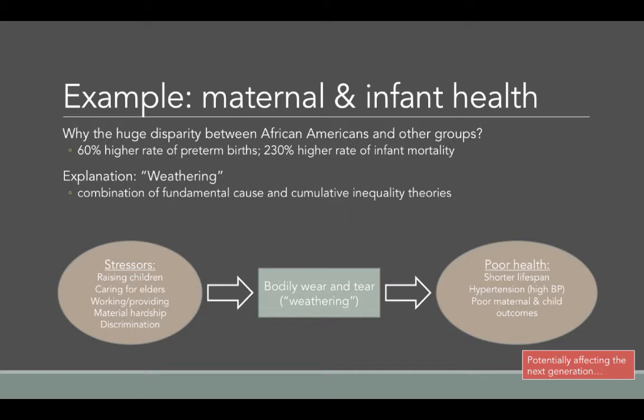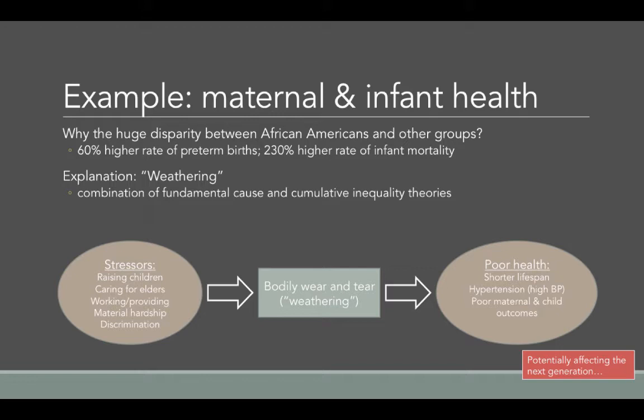It shortened their lifespan, it increased their blood pressure, and then because these women were then having children with bodies that were less healthy, it contributed to poor outcomes for them as they were giving birth. So they were more likely to pass away during birth, and also poorer outcomes for their children in terms of preterm births, low birth weight, and infant mortality.